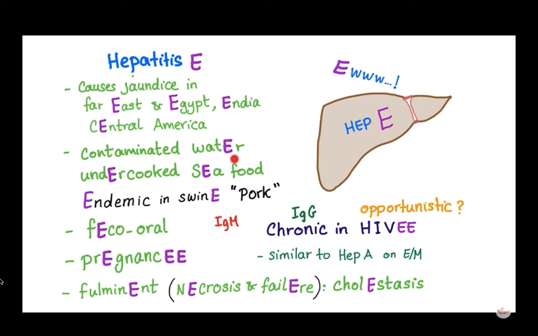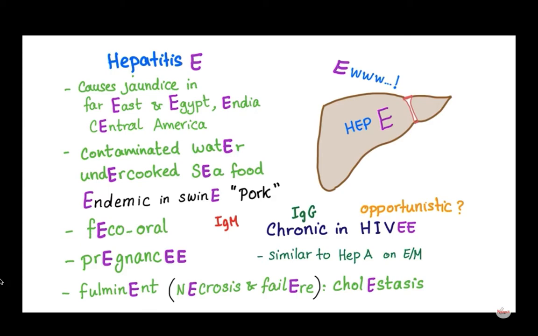contaminated water, ew, contaminated is ew, undercooked seafood. Sometimes some genotypes of Hep E are endemic in the swine. So undercooked pork can cause Hep E, hepatitis. So swine, pigs eat everything, including garbage and worms, so that's ew. No offense to pigs.